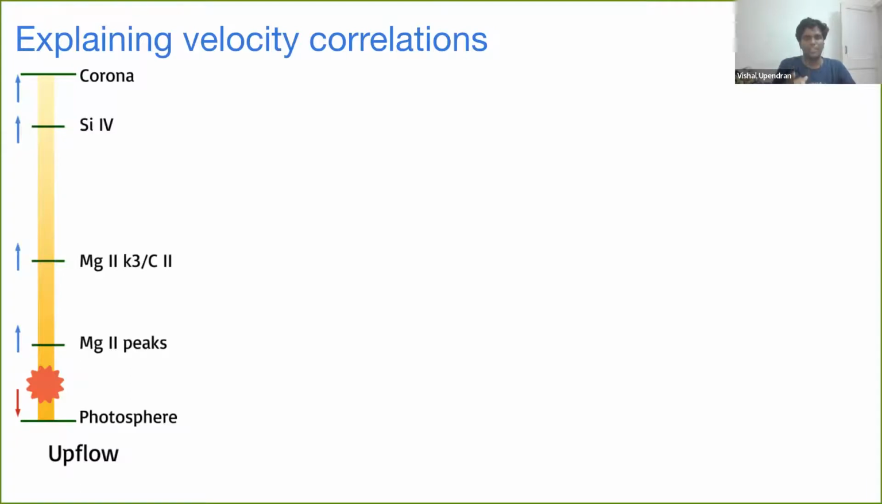So if you have an impulsive event, for example, occurring very low in the solar atmosphere, it will drive upflows in the lower atmosphere. And because of column mass flux conserving flows, the flow will just keep going upward in the solar corona. And this will give rise to correlated upflows in all the three lines, or all the lines in consideration.